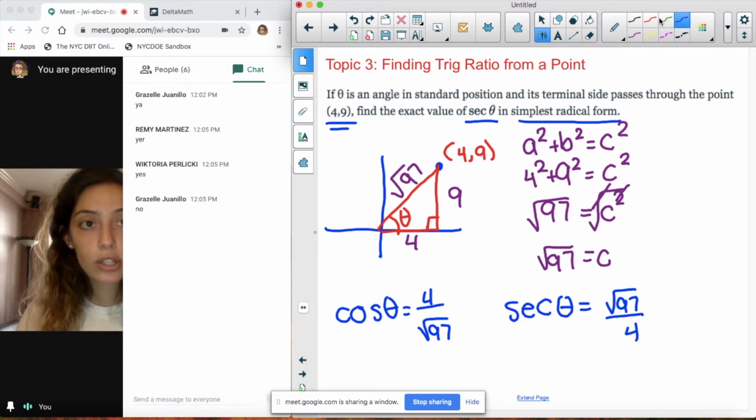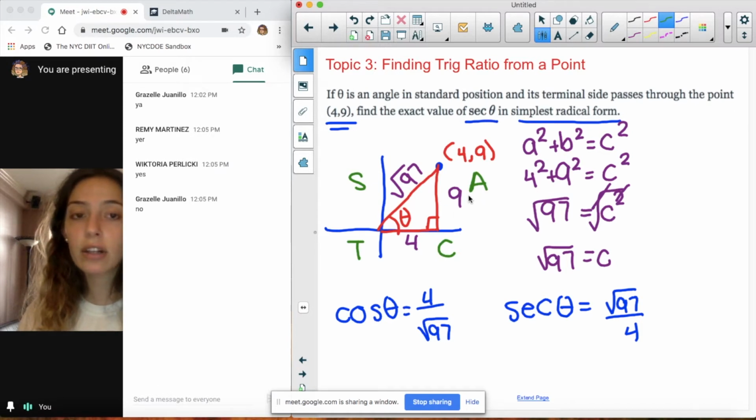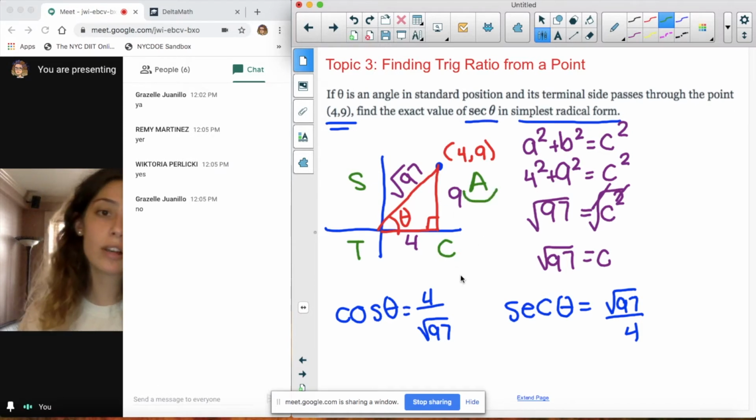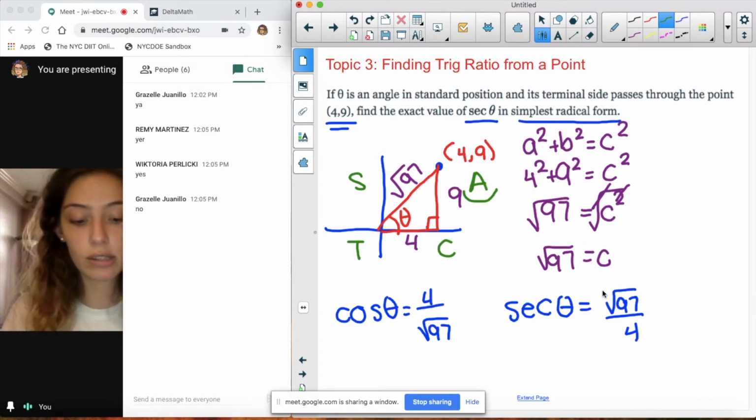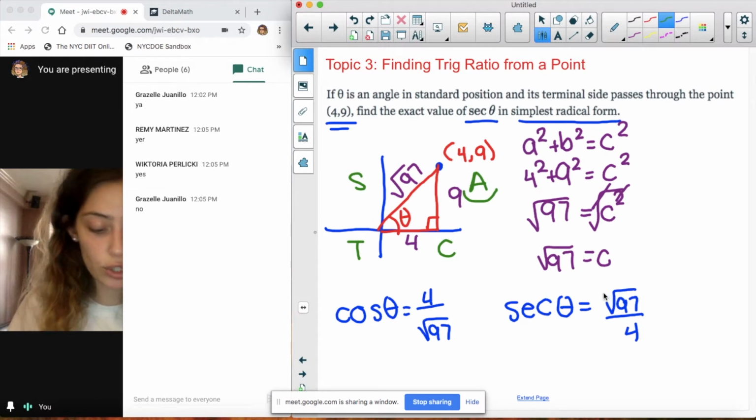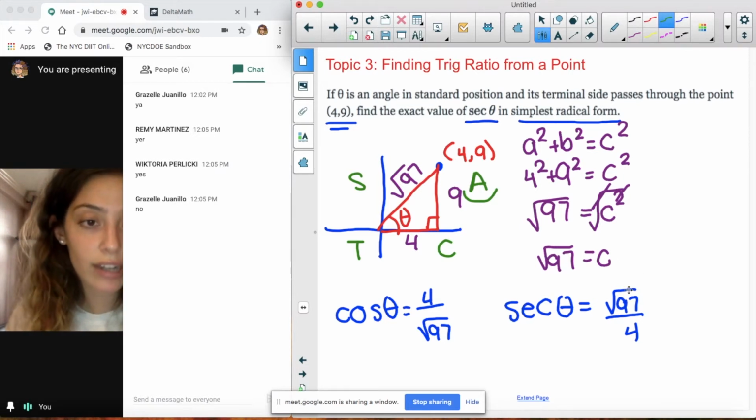Last step is to use all students talk constantly. The triangle is with the A. That tells you that all of your trig ratios are positive. So this should be a positive answer. Something you should get into the habit of doing, because Delta Math will mark you wrong if you don't do this, is simplifying the radical.